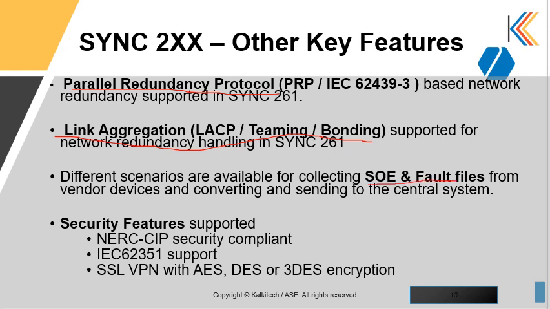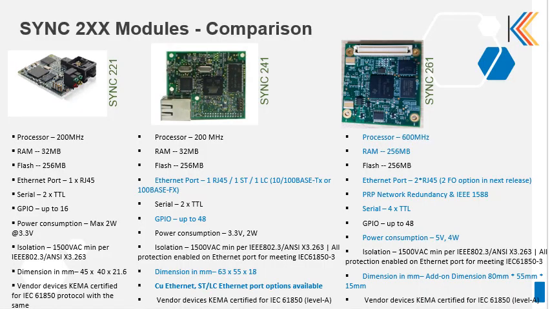Then SOE, sequence of event, and fault files in COMTRADE format can be transmitted. There is a mechanism defined for transferring that, so that is also available. And other security features like NERC, 62351, and SSL based VPN with multiple encryption are also supported. So depending upon the customer requirement, we provide all these features enabled in Sync 200, so their device will have all these features. What are the differences of the different OEM modules: Sync 221, 241 and 261?